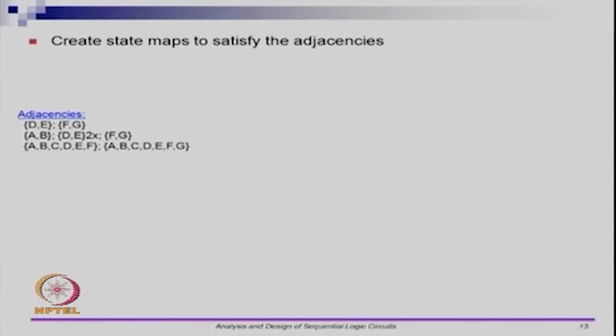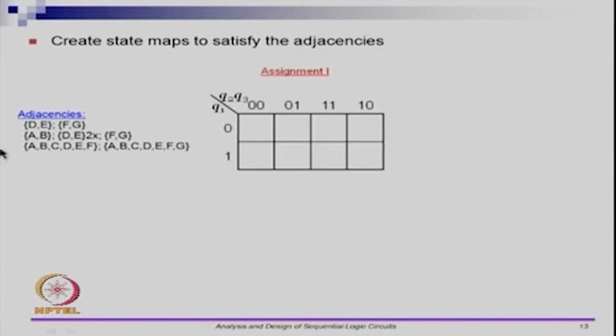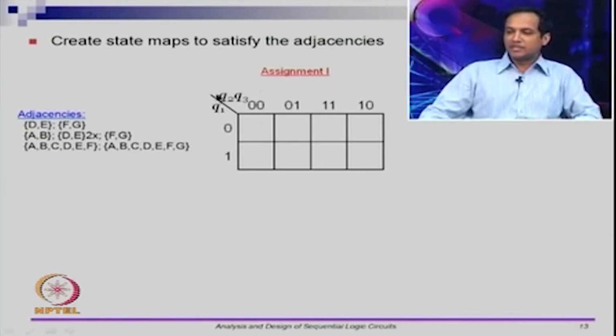Let us see how to go about doing this in a step by step manner. So let us start with an assignment. In this case, there are 7 states, we need 3 flip flops. We start with a 3 variable K map. We pick a state arbitrarily. Let us pick some state arbitrarily. I am going to put that at 0 0 0. So I picked A arbitrarily, I put it at 0 0 0.